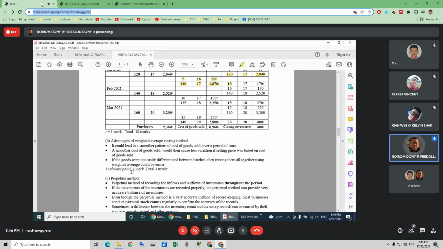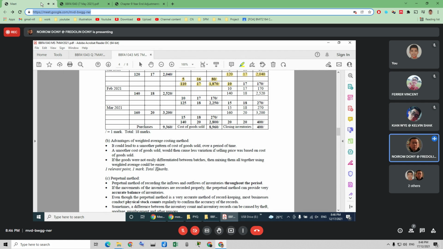So one relevant point, 1 mark. So total 3 marks altogether. Make sure you are able to answer. Don't focus on the calculation only. The theory part also, make sure you answer it.